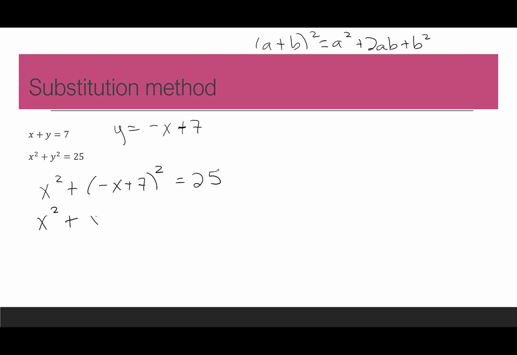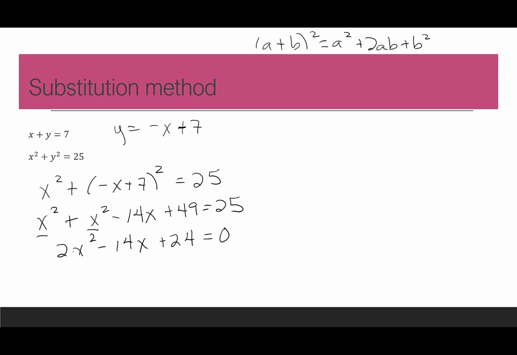So negative x squared is x squared. If I do negative x times 7 times 2, that's negative 14x, and then 7 squared is 49, and that comes out to be 25. x squared and x squared is 2x squared. I have minus 14x, and then I'm going to bring the 25 over, so 49 minus 25 will be a positive 24. Set that equal to 0.